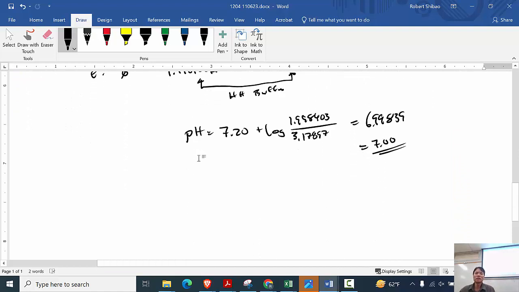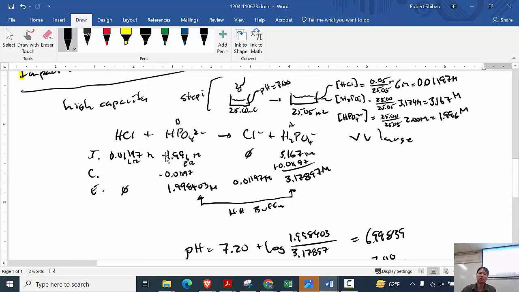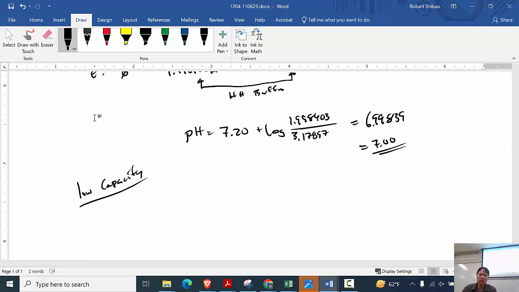All right, what if we did the same thing to the low capacity buffer? How would that impact low capacity? Now we could do low capacity in two ways. We can decrease the volume, or we could decrease the concentration. We're going to keep the volume the same, 25 milliliters. What we're going to do is decrease the concentration. So we're going to start off with 25.00 milliliters, and then we're going to add 1 drop.